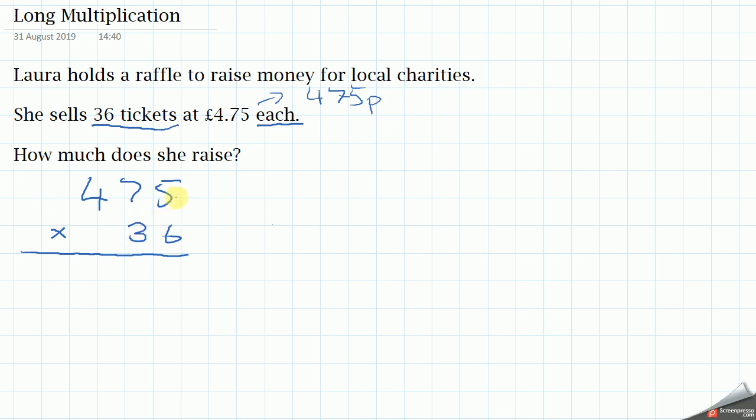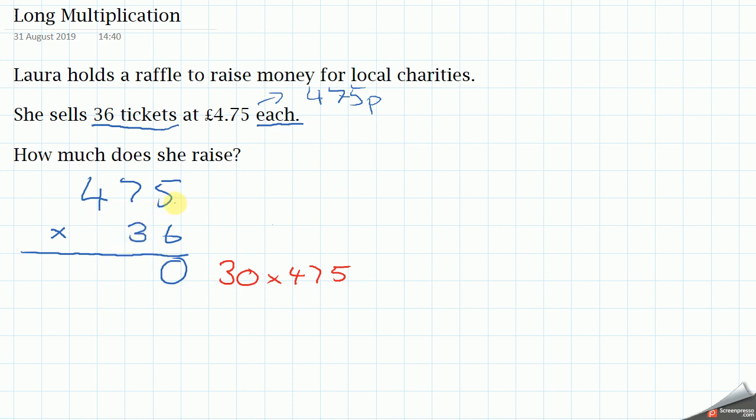Now for my top line, I'm going to do this 3, just there, by the 5, by the 7 and by the 8. But that 3, remember, is a 30. So what we're actually going to do in the top line is 30 times 475, which means I've got a 0 on the end. Multiplying anything by a multiple of 10 means we're going to have a 0 on the end of the number.